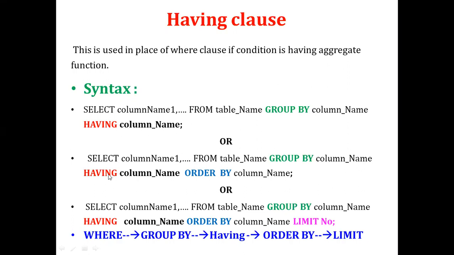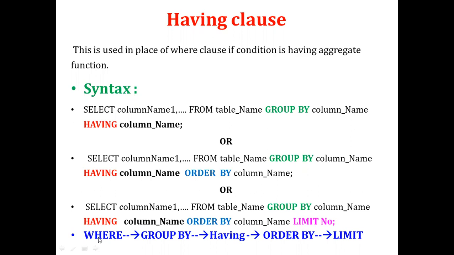Again, the having clause can be used in conjunction with an order by. That is, whatever output we get from the having clause, if you want to sort it in a particular fashion, either ascending or descending order, then go with an order by. And again, out of that, if you require a specified number of records, then use the limit clause. So in this way, you can use the group by clause with the help of the having clause also.